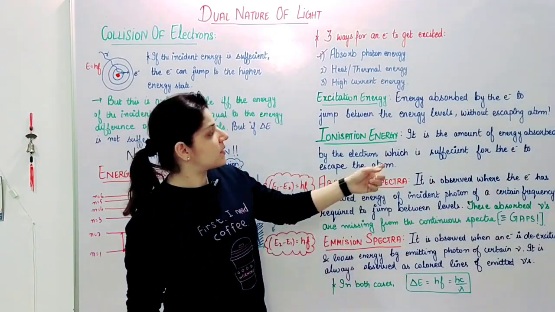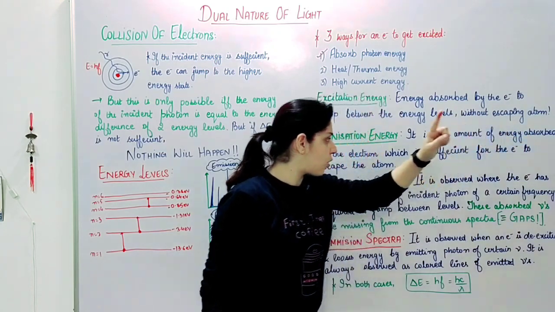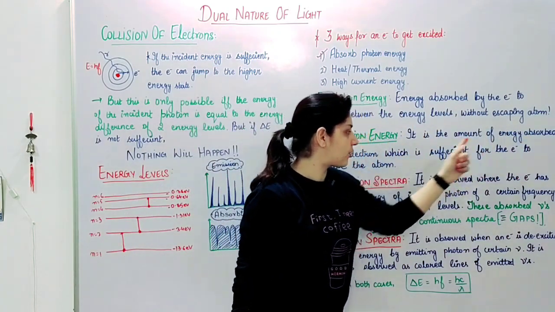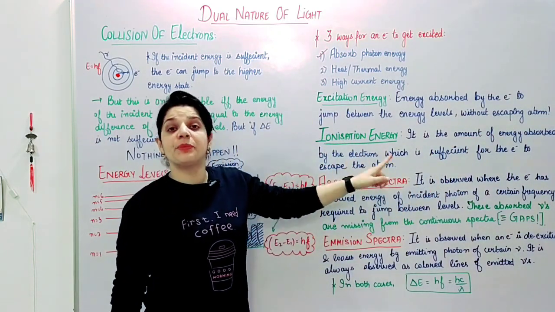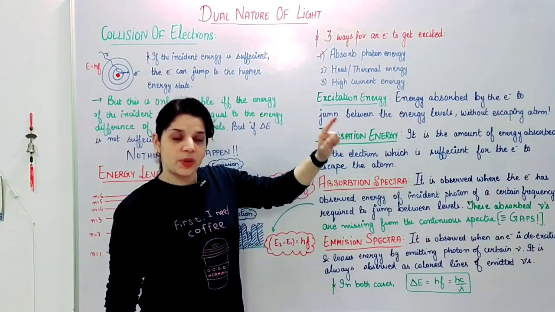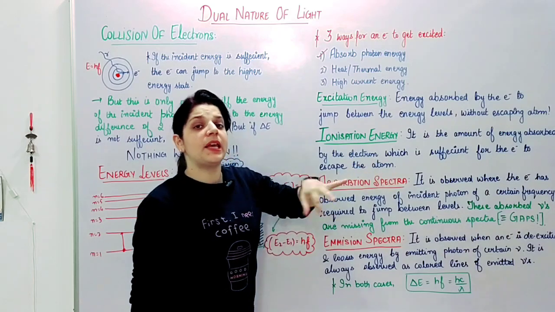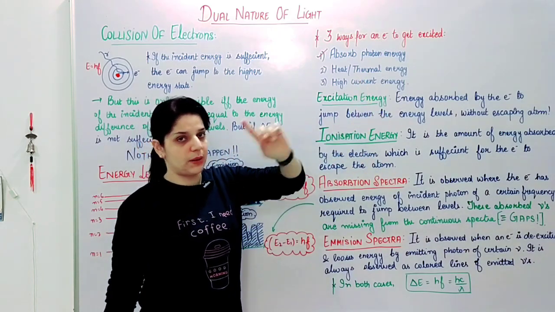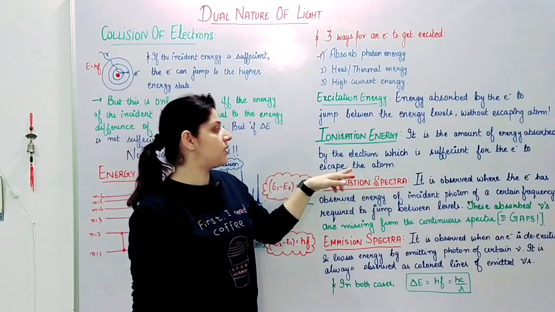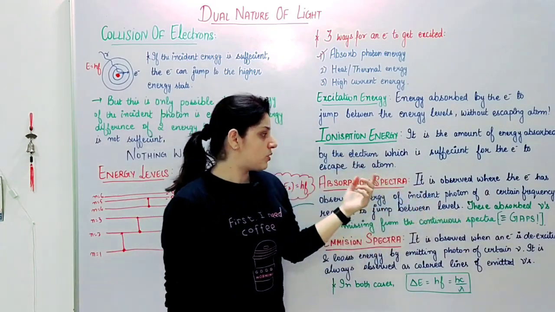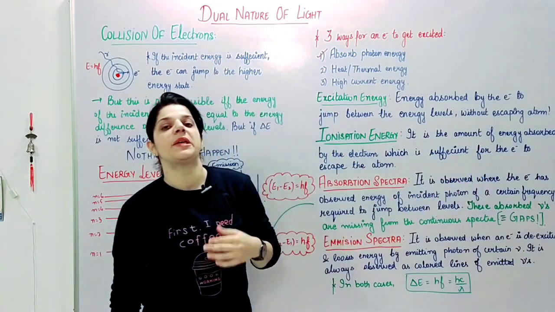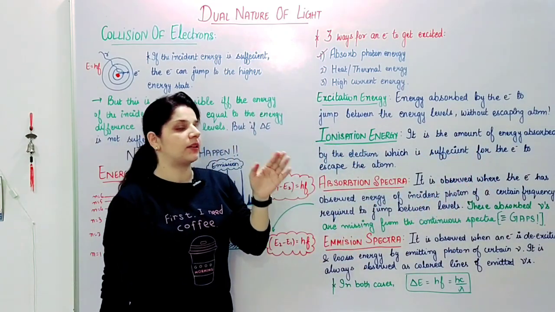So I'll say it is the amount of energy absorbed by the electron which is sufficient for the electron to escape the atom. Right? Escape the atom. So I am talking only about releasing the electron. I'm not talking about absorbing it. It is the release of electron. So I'll say it is the amount of energy which is sufficient for the electron to escape the atom.